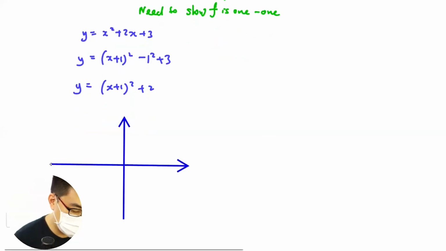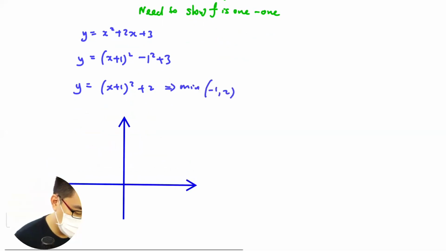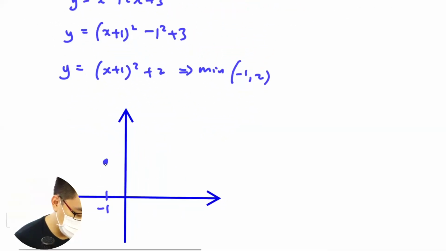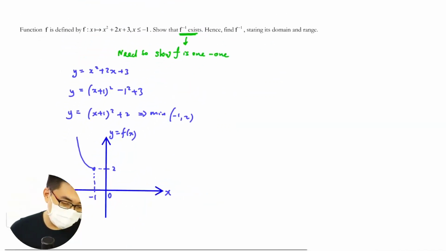This is a minimum point of -1, 2, right? This minimum point will be... okay. Try not to use too much of your GC lah. It's really not that good. Then this is 2. This is x.